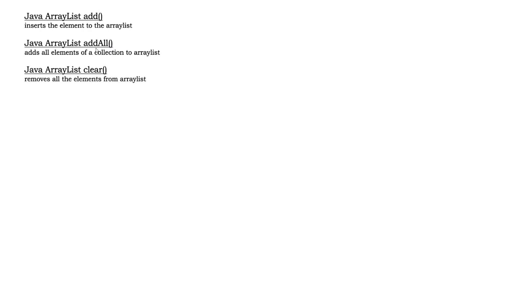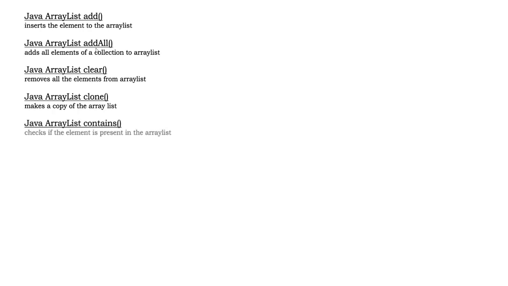Clear method removes all the elements from the ArrayList. Clone makes a copy of the ArrayList. We use the clone method when we want to copy the ArrayList. Contains is another method. Suppose we want to check if a particular element is present in the ArrayList or not, then we can use the contains method. It is most useful when we are doing automation. Whenever we write code, if we have stored values in the ArrayList, we can check if the ArrayList contains this particular item or element. It is a very useful method.